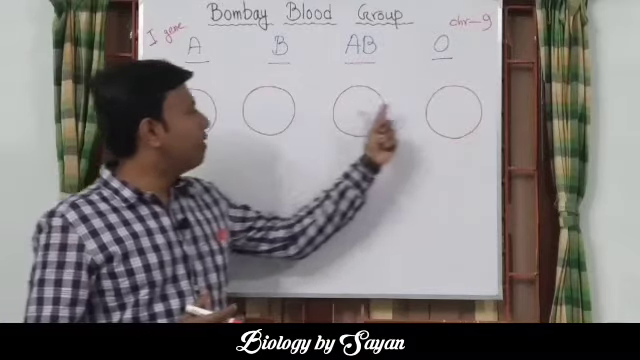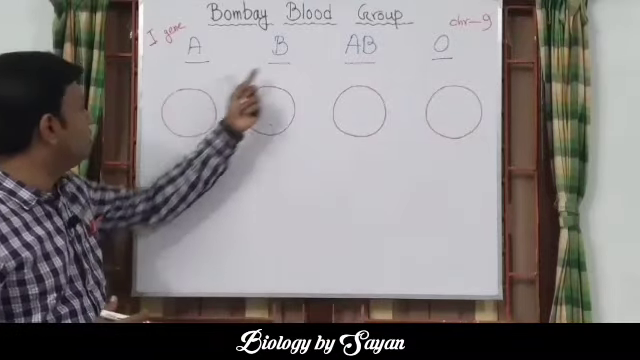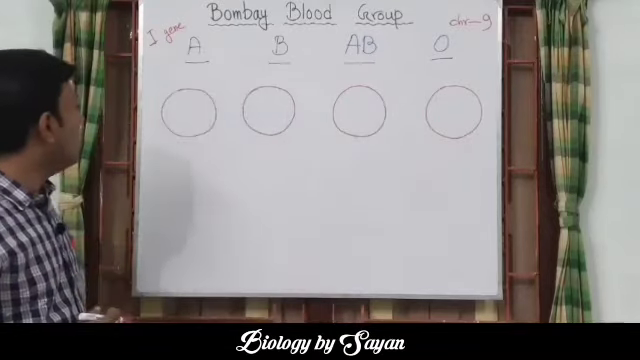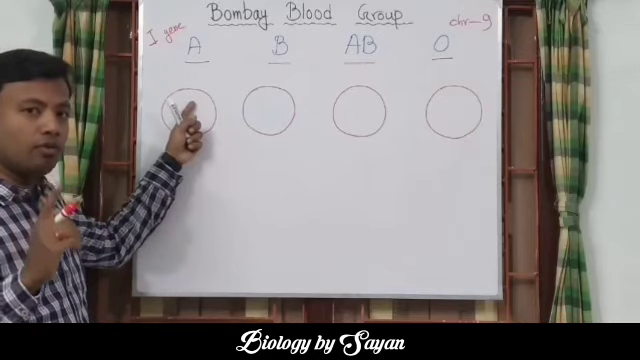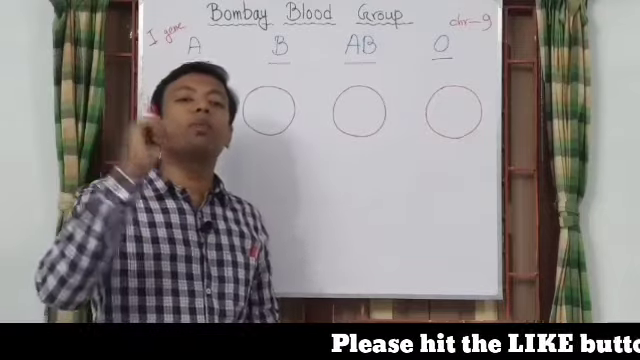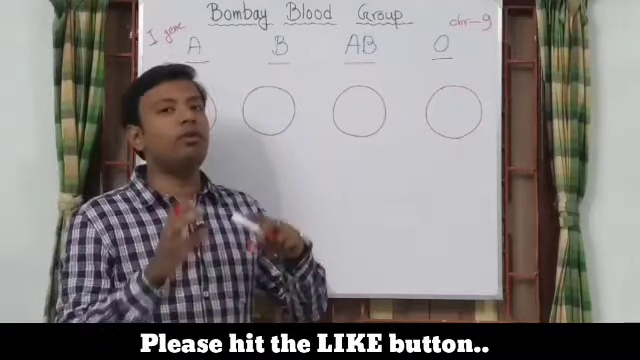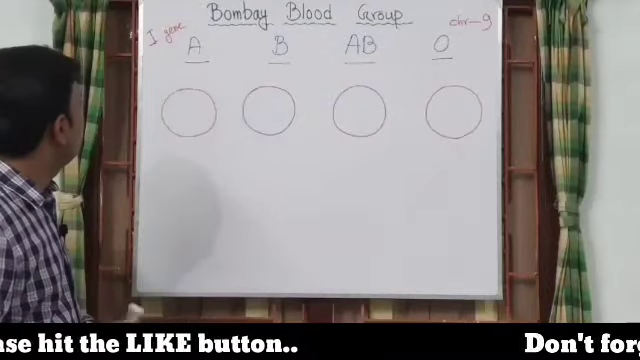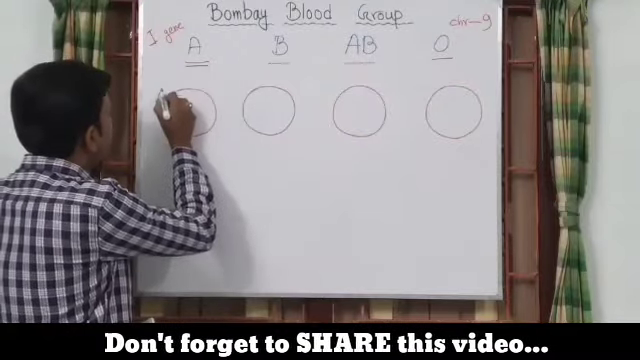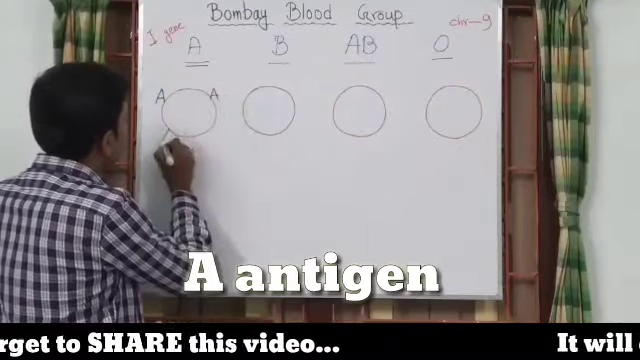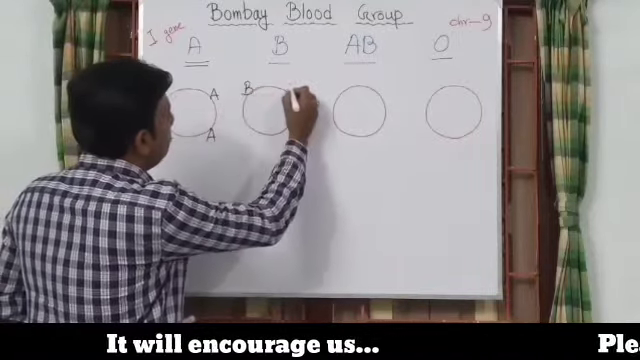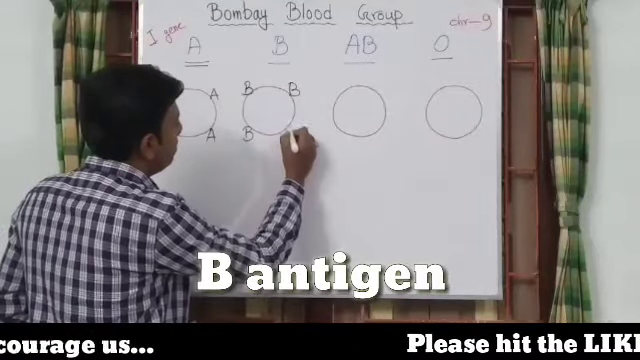Imagine these are different RBCs of respective individuals: A blood group, B blood group, AB and O blood group individuals. The type of antigen found on the RBC membrane is responsible for determining its blood group, not the antibody found in the blood plasma. So suppose in this individual of A blood group, we will find A antigen on the RBC membrane. In case of a B individual, we will find B antigen on its RBC membrane.